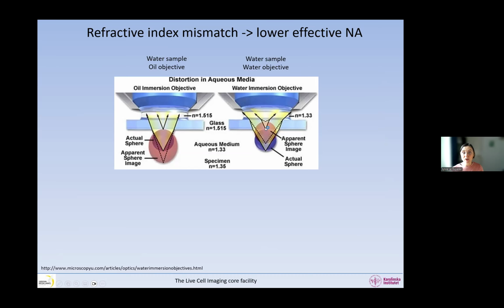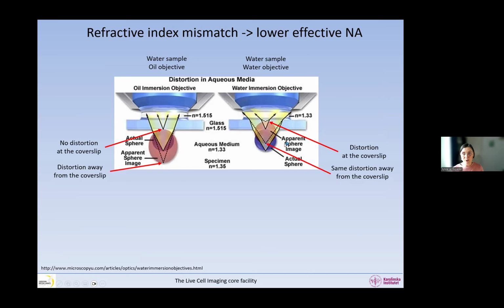So where we image the sphere close to the cover slip or when we image it at the top, we get the same distortion, and therefore all the measurements are correct. So there's no distortion at the cover slip, but there's a lot of distortion away from the cover slip. And when we match the refraction indices, there is distortion at the cover slip and the same distortion away from the cover slip.